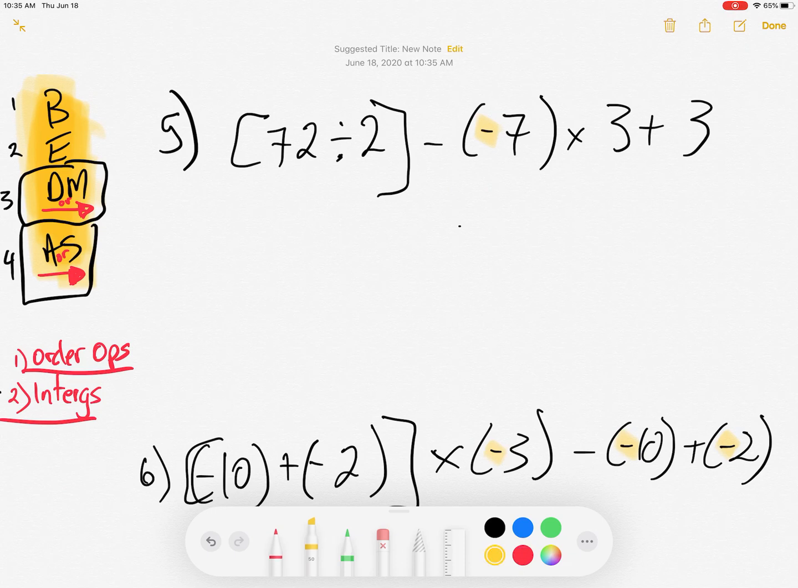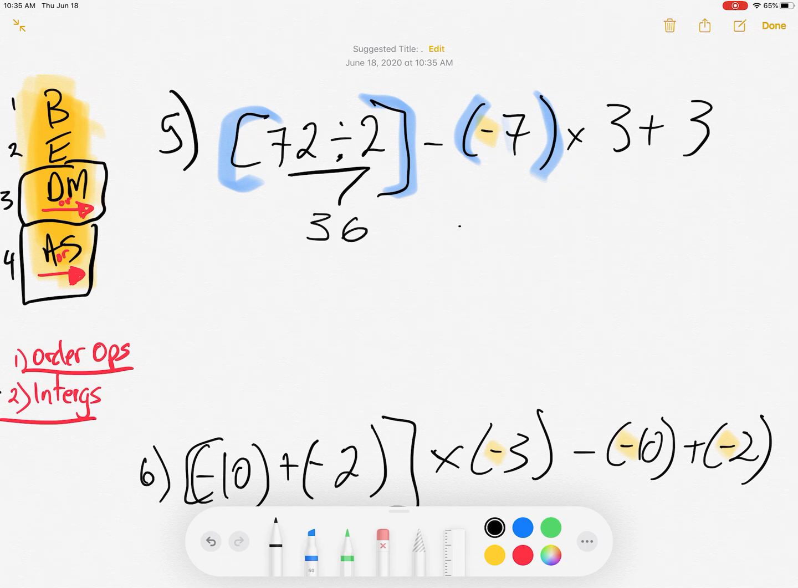So let's jump into this. First one is, do I have brackets? Well, I've got a whole bunch of brackets. These brackets over here are just integer brackets, though. They separate the negative from the number from the operations. So my first brackets that I'm going to work with are these ones out front. So once I'm in there, I use BEDMAS. No exponents. I go to division multiplication. That's all I have. 72 divided by 2, that's going to be 36.